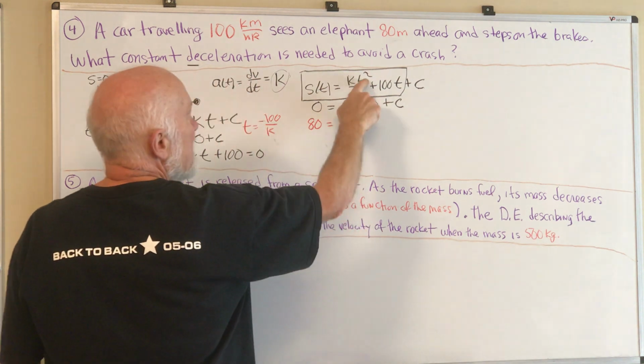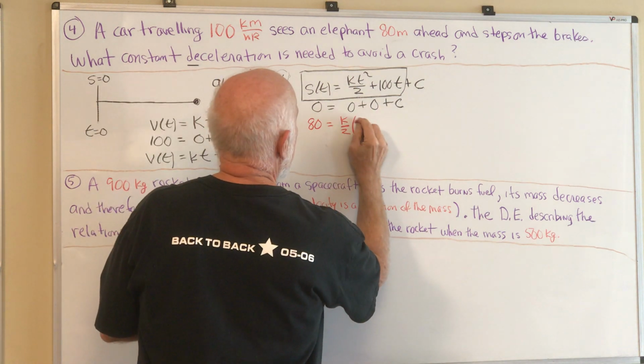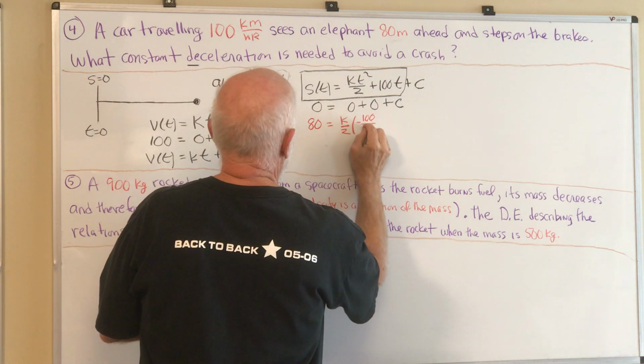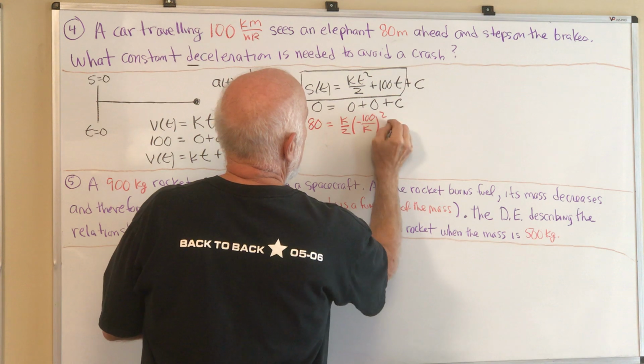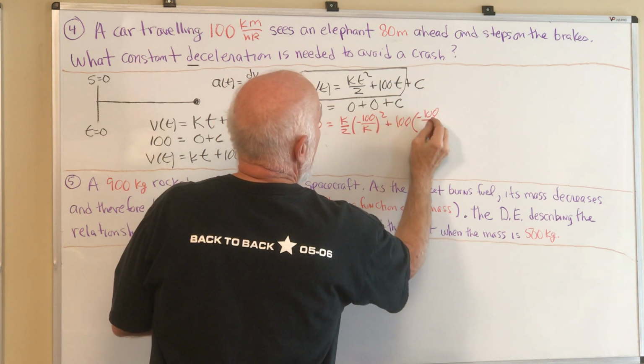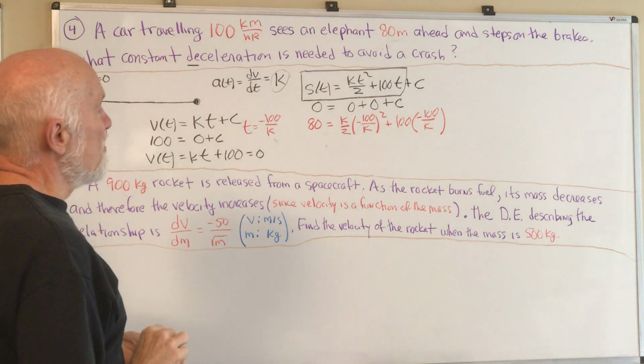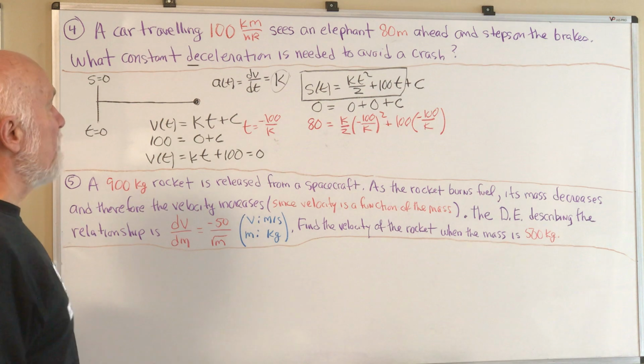So what we want to do now is put 80 in for the position, and then put this value of t when it stopped. So it would be minus 100 over k squared plus 100 times minus 100 over k. And now we can solve for k, and we'll have solved our problem.